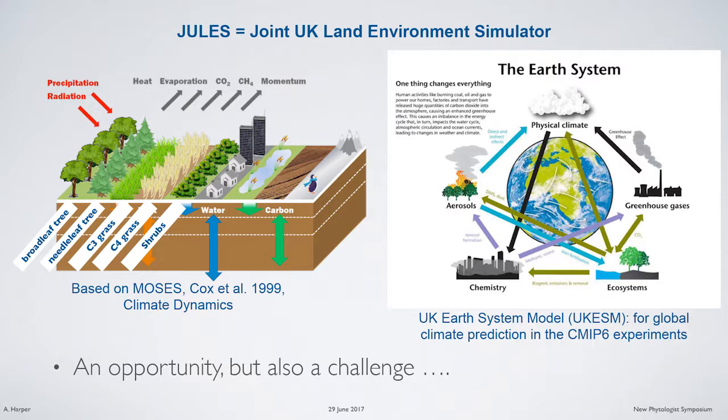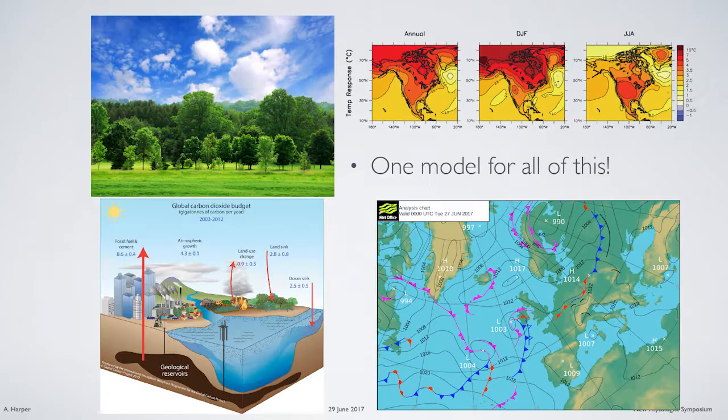But it's also a challenge because Jules, as I said, is the land surface and it represents the vegetation, but it's used for just so many different things. So we use it for annual updates to the Global Carbon Project. It's used in these climate change projections to see how climate will change all over the world. And there's also the land surface in the UK weather forecasting system. And so there's just a lot of constraints on the developments that we put into the model.